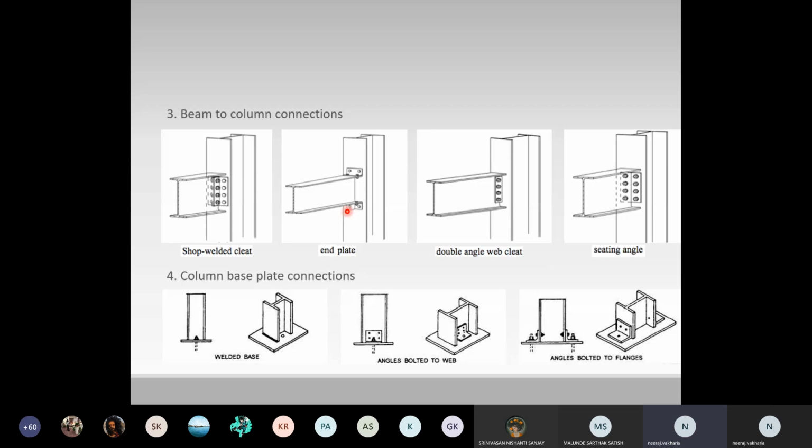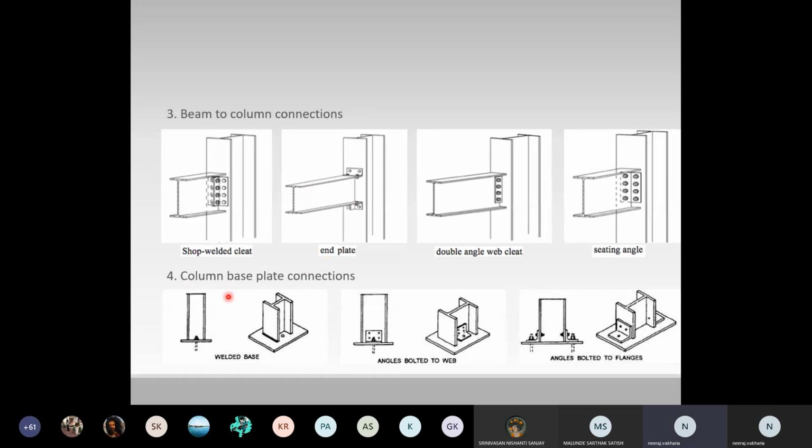Beam to column connections are the most common type of member configuration, with the column acting as a supporting or parent member, and the beam acting as the supported member in an adjacent orientation.